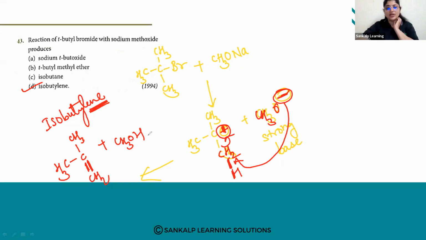So option D. This methoxy group, as it is a strong base, wants to abstract the hydrogen from here, and it will undergo a rearrangement to give you isobutylene. So option D is the answer. I hope it is clear?